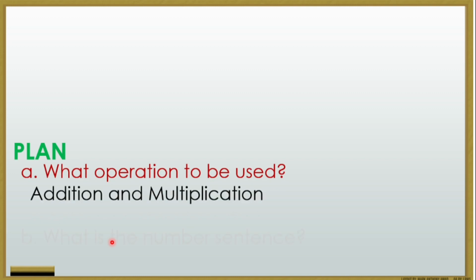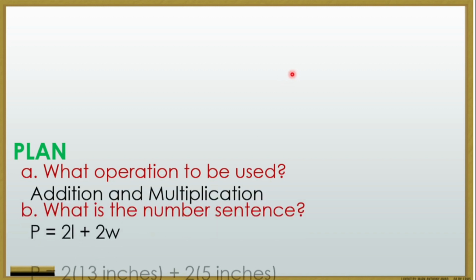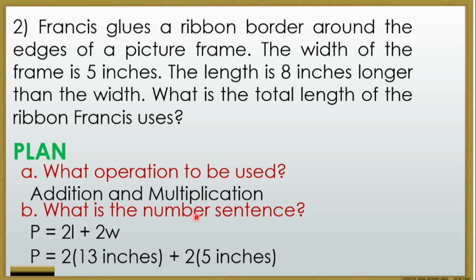Okay, next we're going to plan what operation to be used. The operation is multiplication. And what is the number sentence? The number sentence is 2 length plus 2 width is equal to 2 multiplied by 13 inches plus 2 multiplied by 5. So this would be the number sentence because it involves again a rectangular shape.